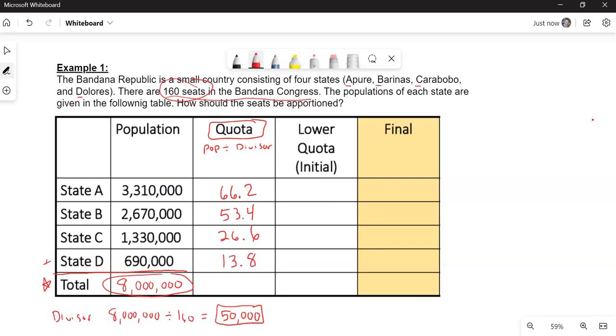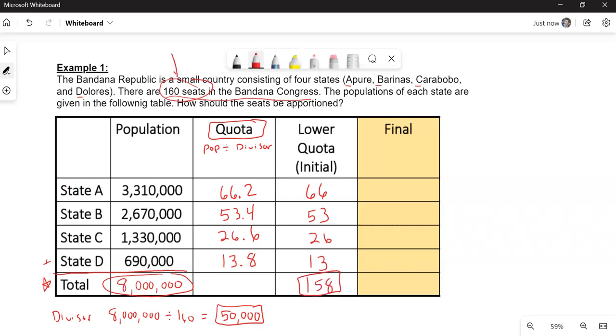So what these numbers represent are the approximate number of representatives that each state would get proportionally. Those with the largest population get more, state D gets the least. Now what we do is we initially take our lower quota, chopping off the decimal point. So on the first line, we'll just put 66. On the next line, just 53, then just 26, and lastly, just 13. However, when we add those up, 66 plus 53 plus 26 plus 13, what we find out is this only adds up to 158 representatives.